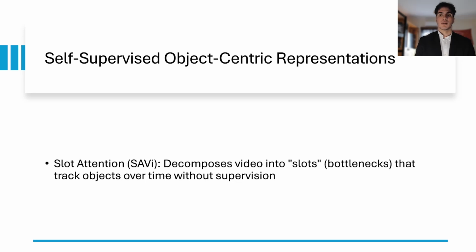Self-supervised object-centric representations. To solve this, the paper builds on SAVi, Slot Attention for Video. SAVi is a method that takes a video and decomposes it into slots, or bottlenecks. It tracks objects over time without any supervision. Ideally, one slot learns to track one car. Until now, this was mostly used on simple synthetic datasets. CarFormer is the first to apply this to the complex visual dynamics of self-driving.